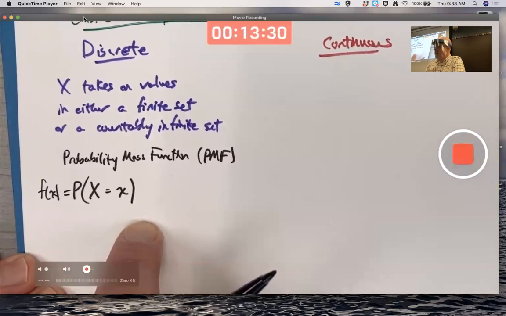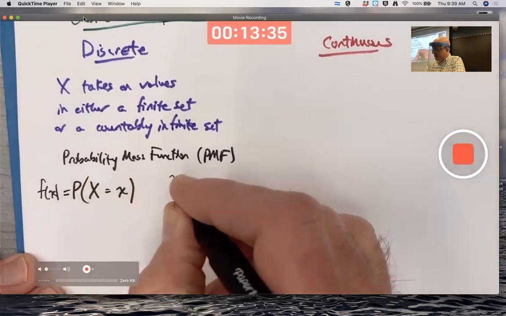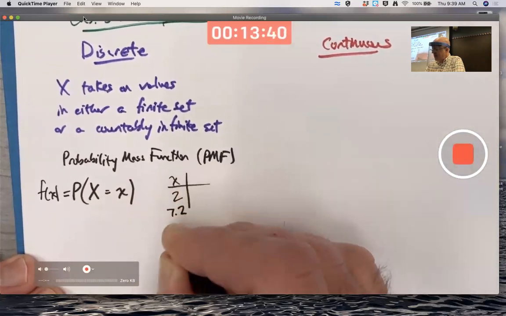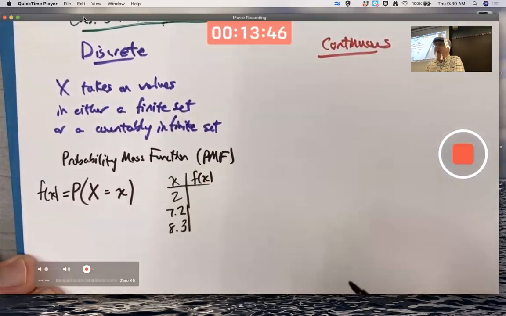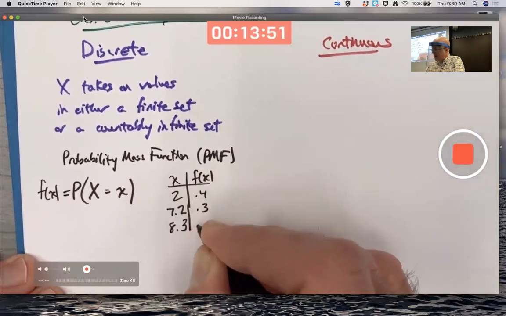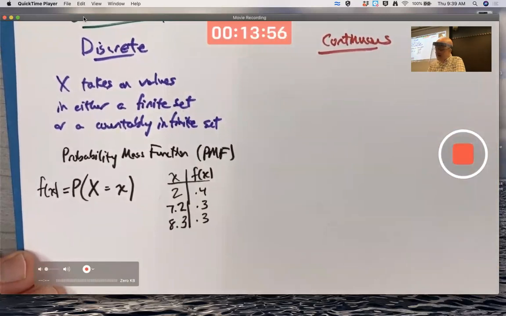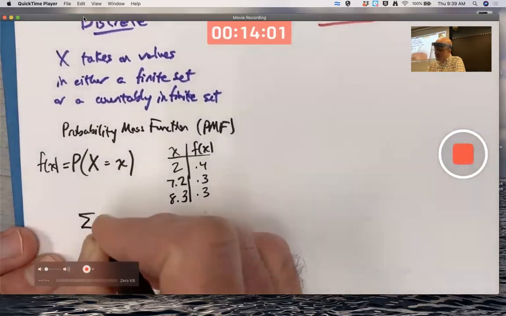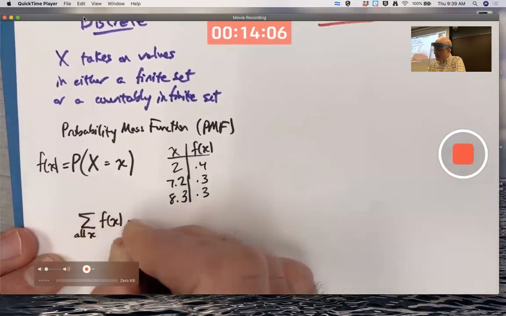That's actually the simplest kind of example, is you might have a table of values, for example. Maybe a little x can take on the values 2, 7.2, and 8.3. And the probability mass function values are maybe 0.4, 0.3, and 0.3. They do have to add up to 1. Yeah, that's a condition to be a probability mass function. The sum of all the values of the PMF has to be 1.